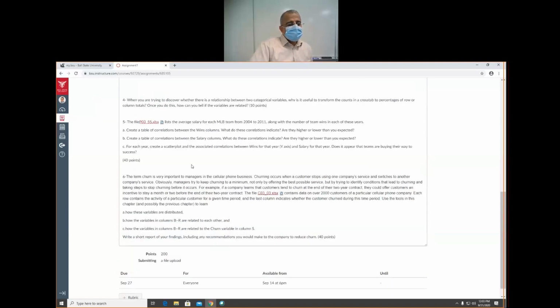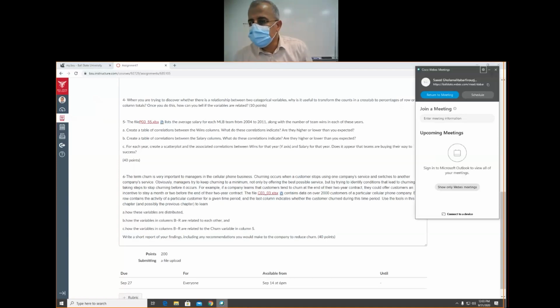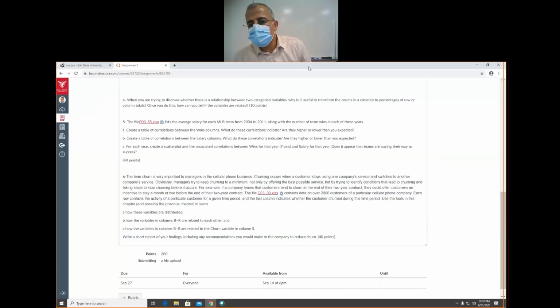But with numerical variables, we have multiple options. Like question 5, P355 lists the average salary of each MLB team from 2004 to 2011. Create a table of correlation between these wins columns. What do these correlations indicate? Okay.